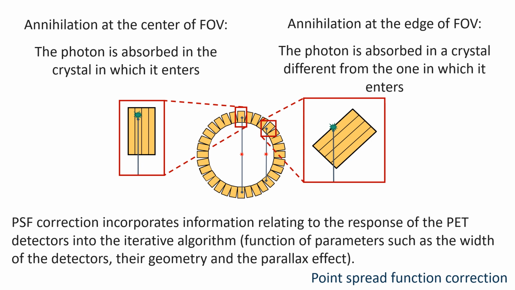PSF correction incorporates information relating to the response of the PET detectors into the iterative algorithm, and modeling the point spread function can take into account all the characteristics such as the width of the detectors, their geometry, and the parallax effect.